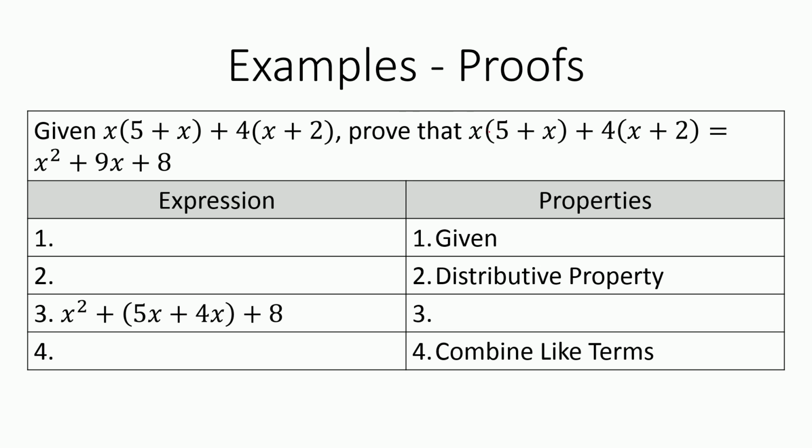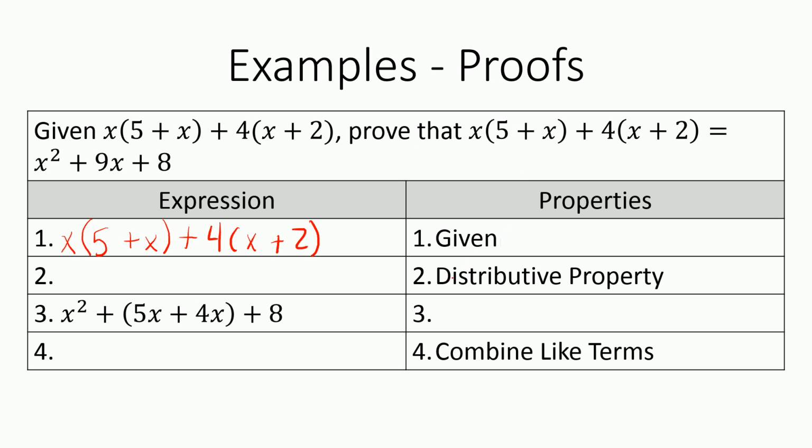So when we prove this, we are showing all the expressions and all the reasons over on 2 different sides. So if that's what's given, then that's what I'm going to write. x times the quantity 5 plus x plus 4 times the quantity x plus 2. That's exactly what is up here in the given, and is exactly where we're starting our proof.